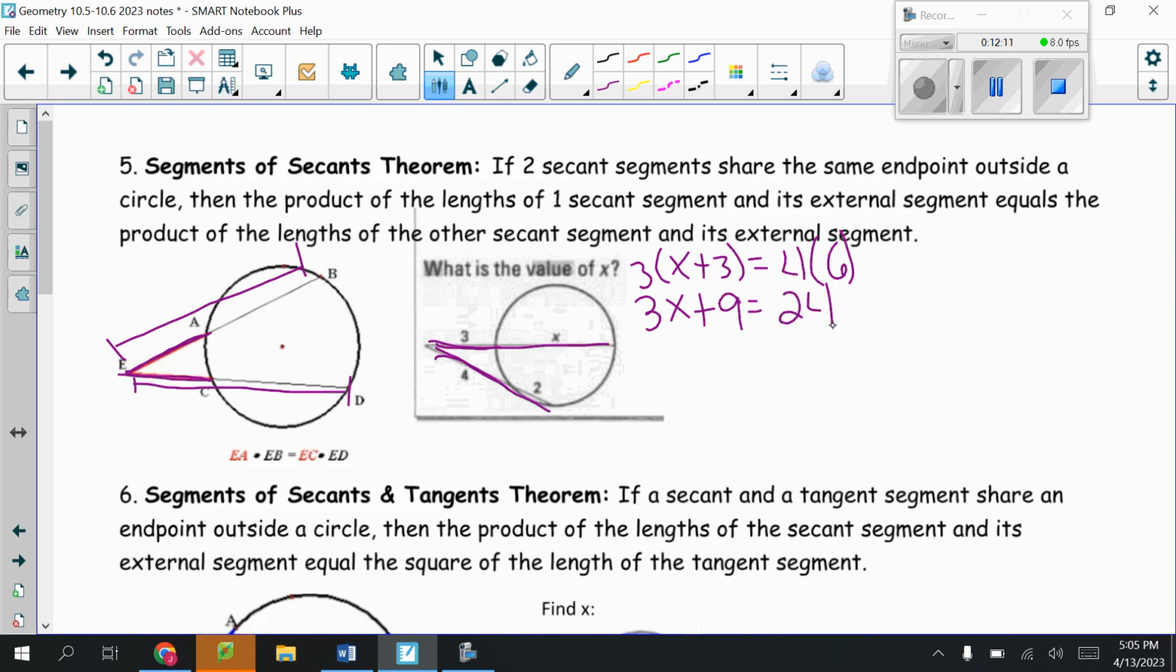I'm solving for x, so I'm going to subtract 9 from both sides. So then I get 3x equals 15. Finally divide by 3, x is equal to 5.